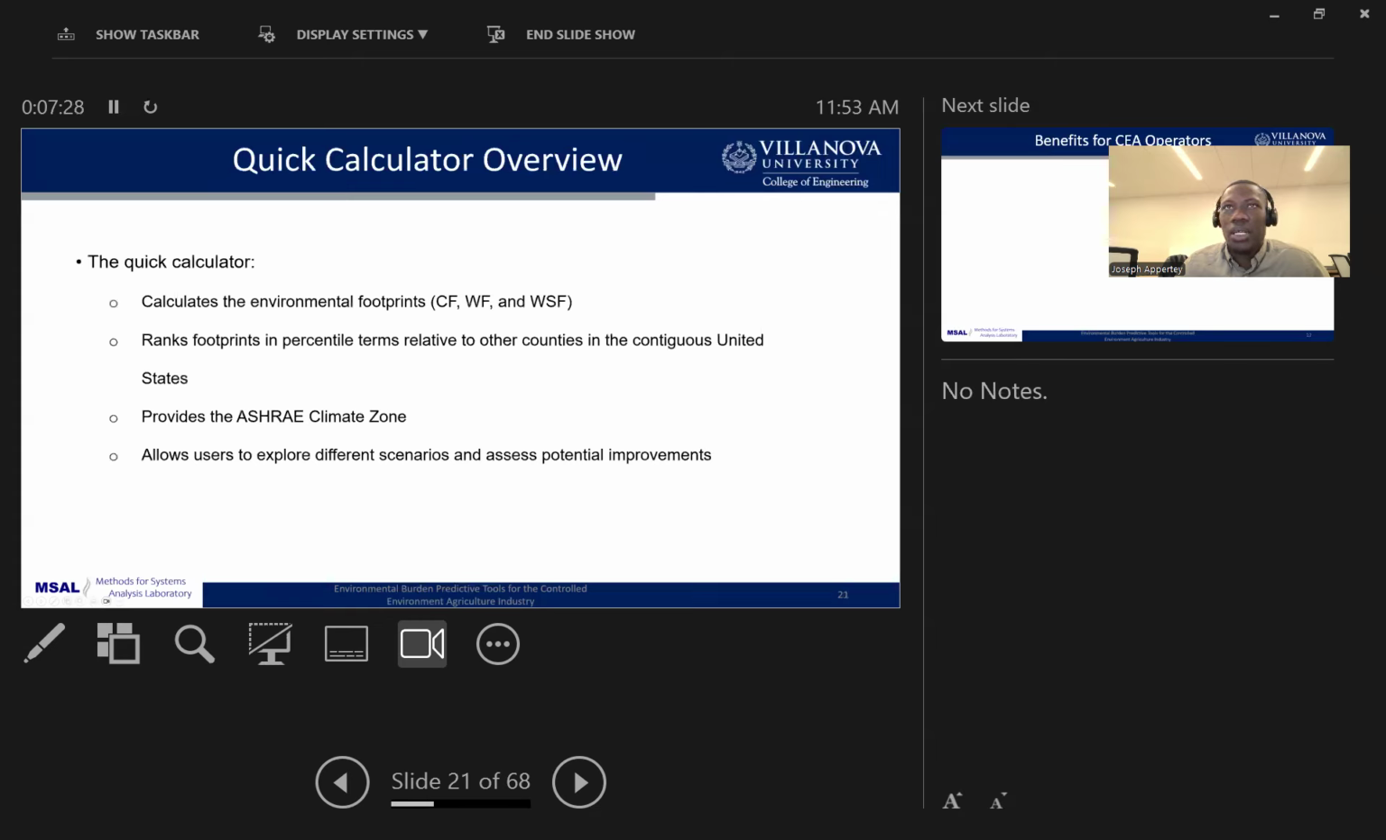The quick calculator helps to calculate the footprint and also ranks it against other, similar facilities in the US. And then you will be able to visualize the asterisk. It provides you with the climate zone of that particular region, and based on that, users are able to explore different scenarios.